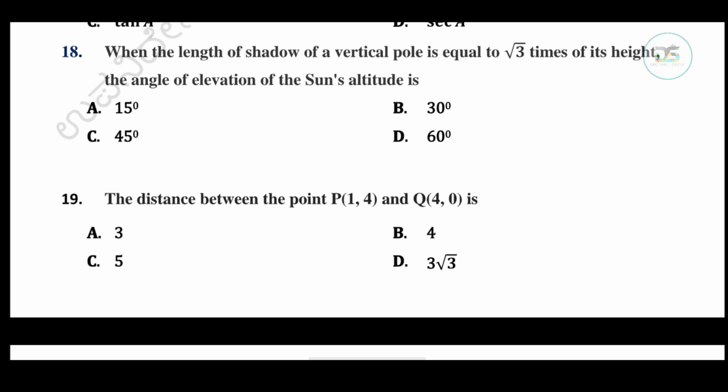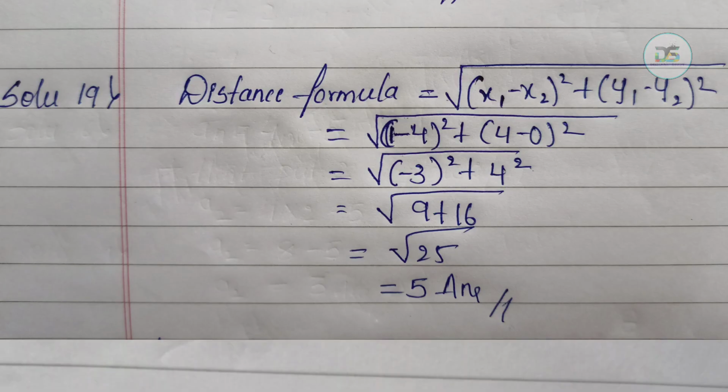Next question. The distance between the points P(1, 4) and Q(4, 0) is, options are 3, 4, 5, 3 root 3. So now let's see the solution. As we know, distance formula is equal to root of (x1 − x2)² + (y1 − y2)². Putting the values in the formula, we can solve. Then the answer will be 5. The right answer is 5.